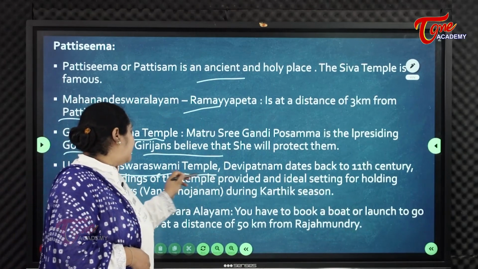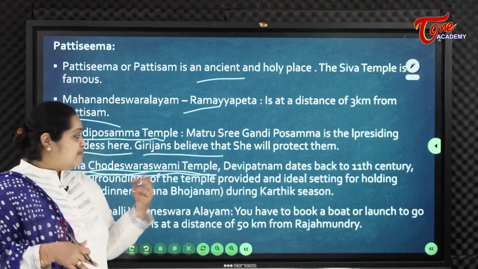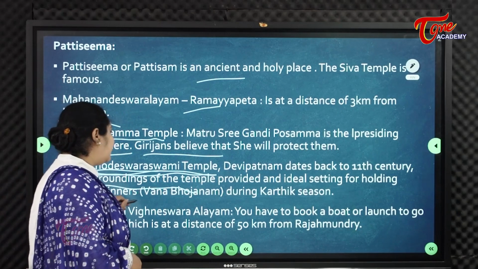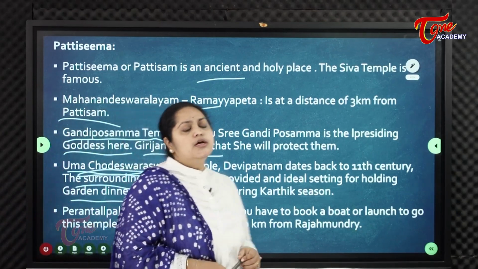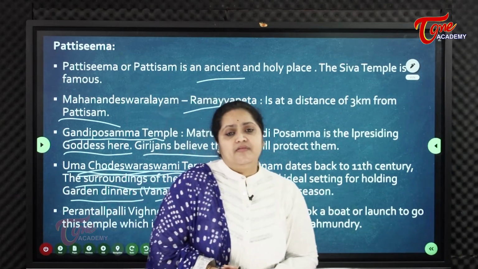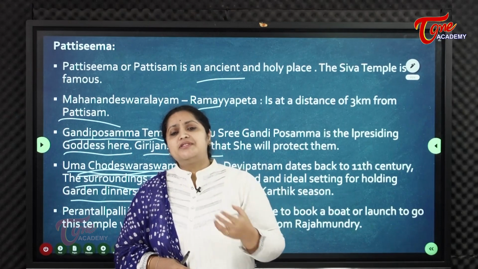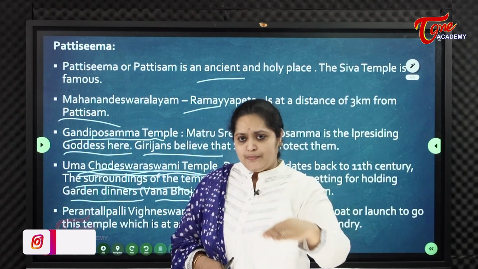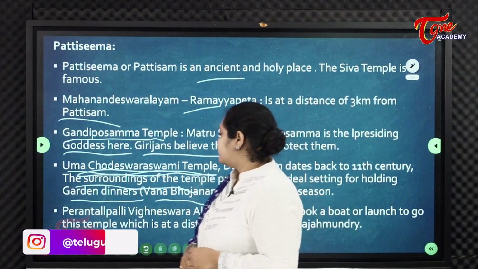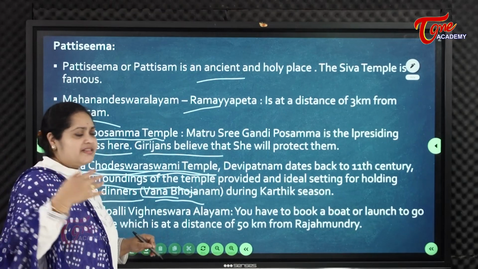Uma Chaudeshwara Swami temple, in Devi Patnam, dates back to the 11th century in the Pattiseema area. The surroundings of the temple provided an ideal setting for holding garden dinners, that is Vanabhojanalu, during Kartika Masam. So many people from all over Andhra Pradesh and Telangana visit Rajahmundry, and from there they take the help of steamers. Through steamers they travel on the river Godavari and visit all these places, especially for Vana Bhojanalu in the season of November, that is Kartika Masam.